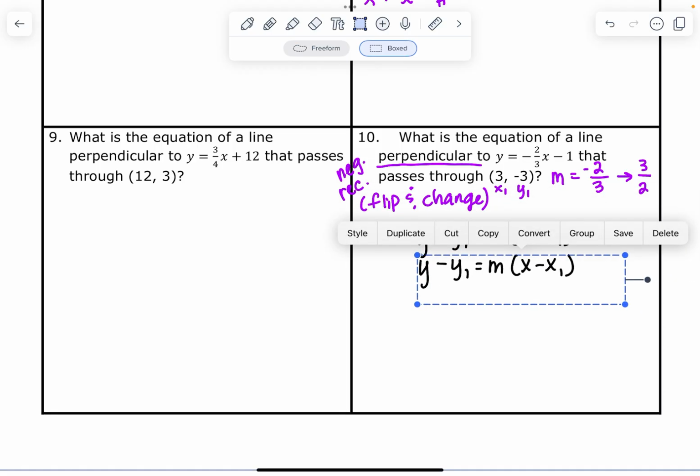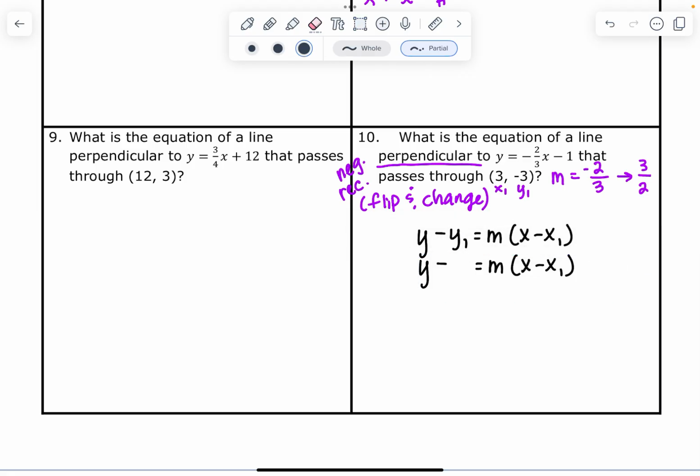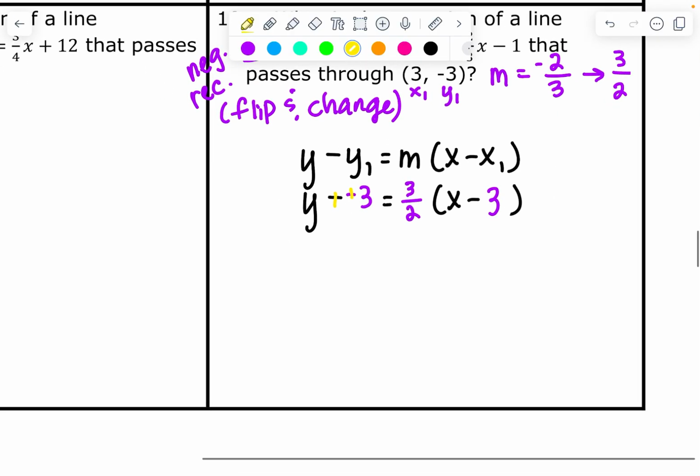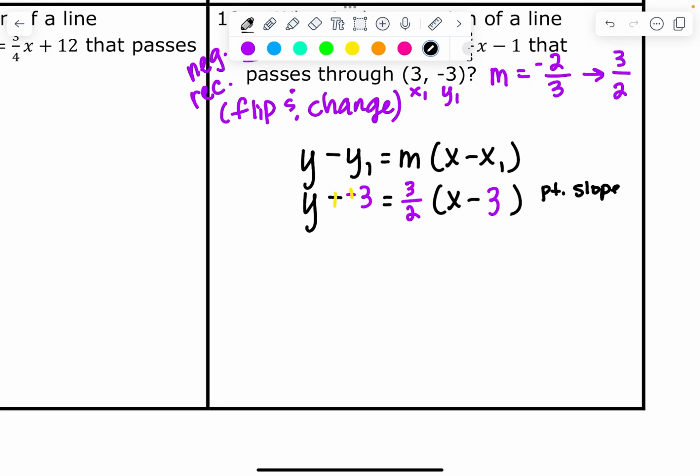I'm going to substitute for the y1, the m, and the x1. Y1 is negative 3, m is 3/2, and x1 is 3. Don't forget to change the sign, because we have that double negative. We could leave it like this in point slope form, but we're going to change it to slope intercept form instead. To get y by itself, we need to distribute the 3/2.